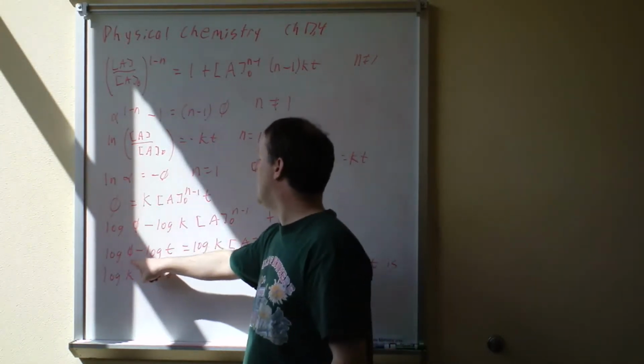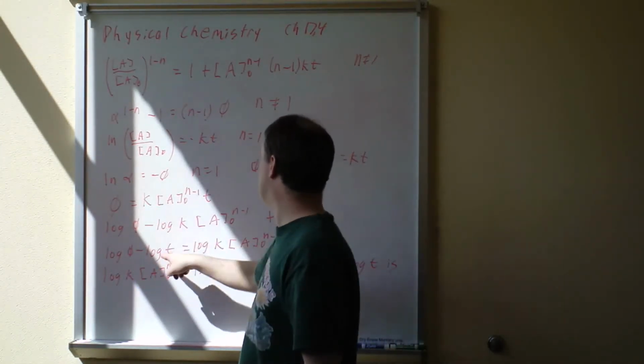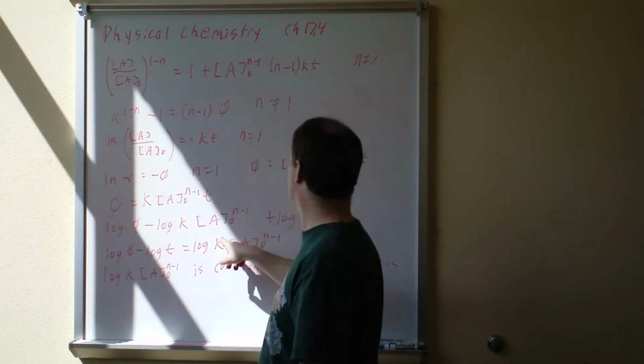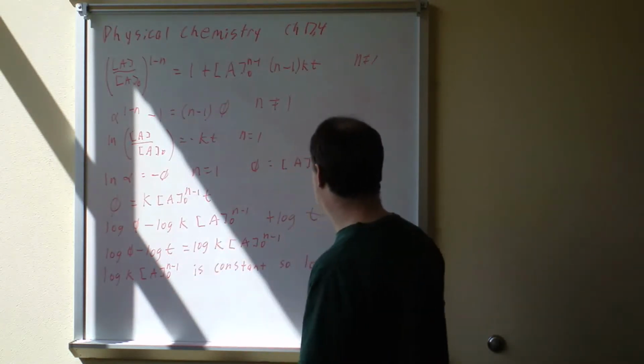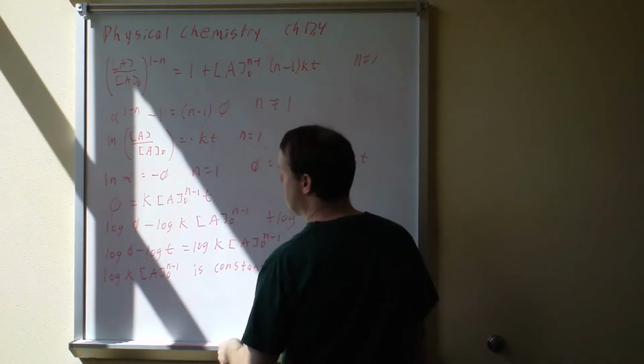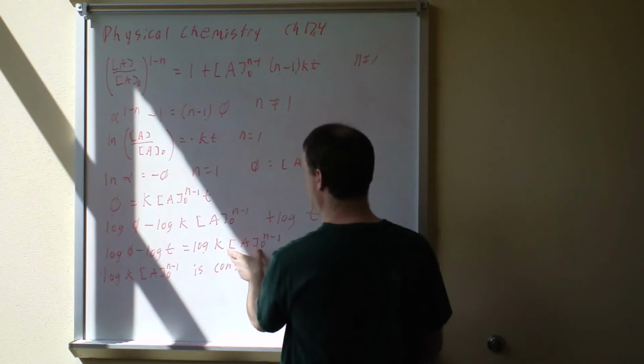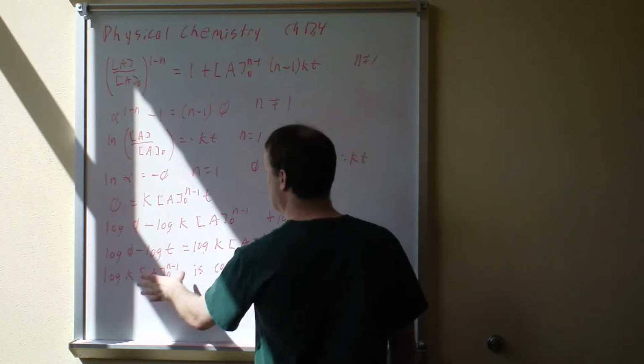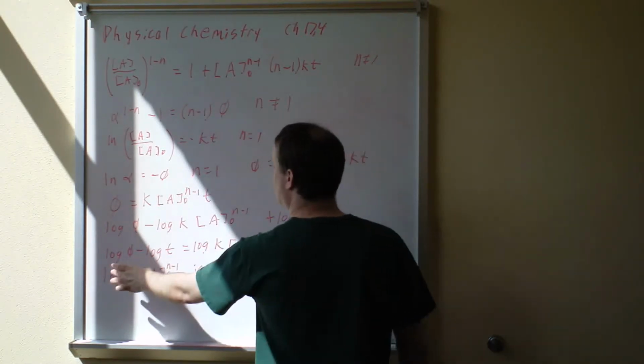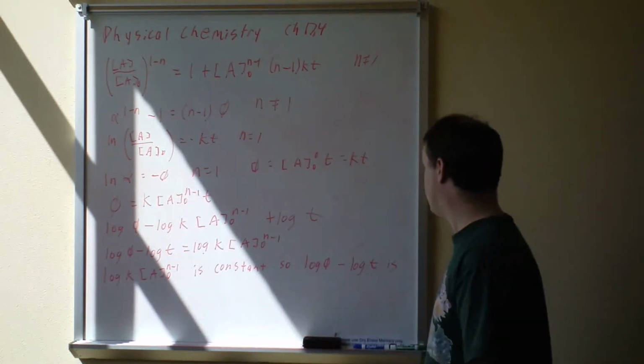And then we have log of phi minus log of t, moving that over, equals log of k. It's this whole product here, log. So we know this term here is constant, because this is a constant, this is a constant. So this whole thing is constant. Therefore, this difference over here must also be constant.